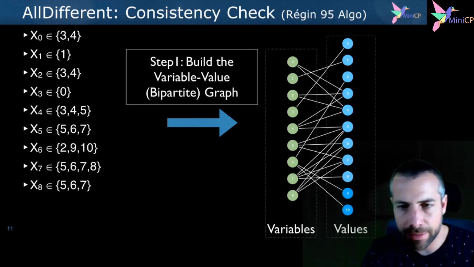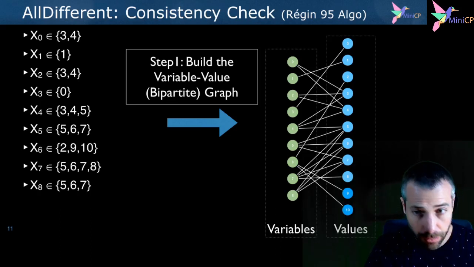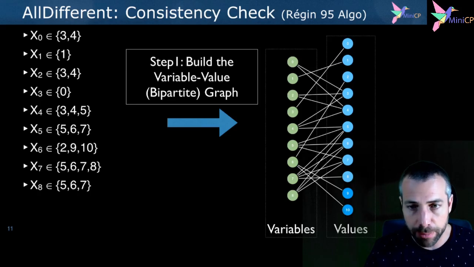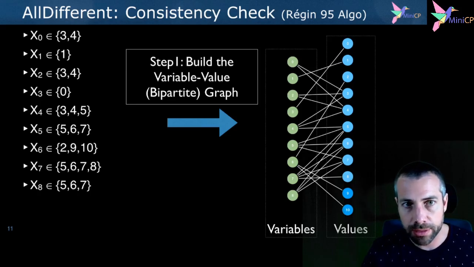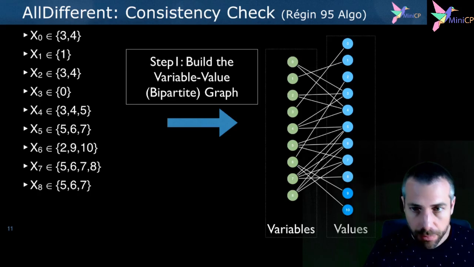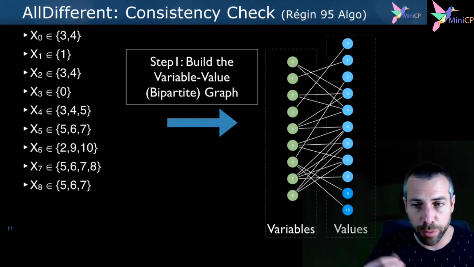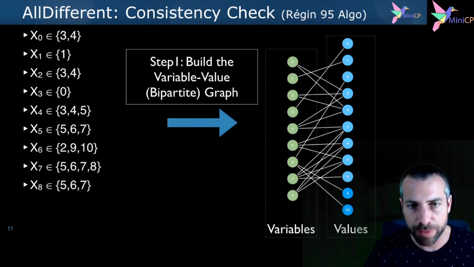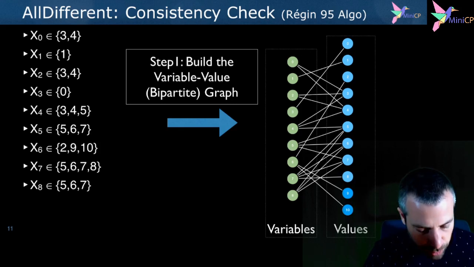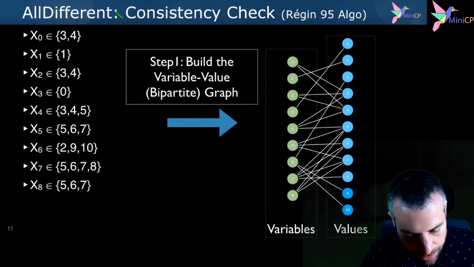So we have seen that the forward checking algorithm was not able to detect all the possible inconsistencies. Okay? And we will find a solution to make sure that we would be able to detect as soon as possible that there is no feasible solution to the all different constraints. This is what we mean by the consistency check.